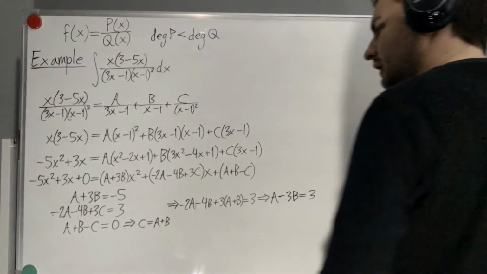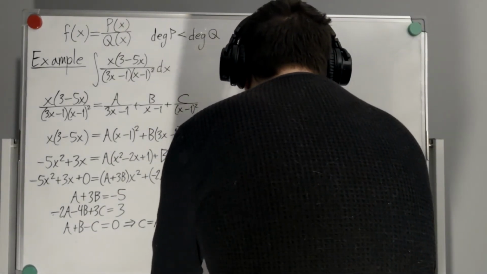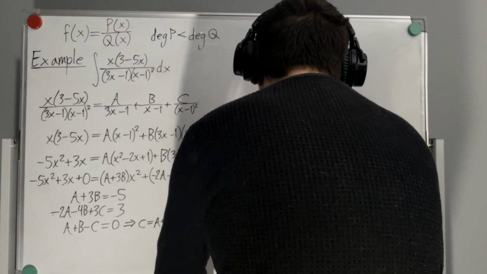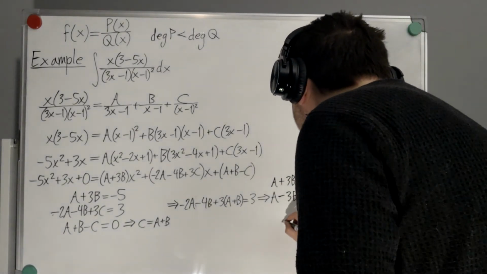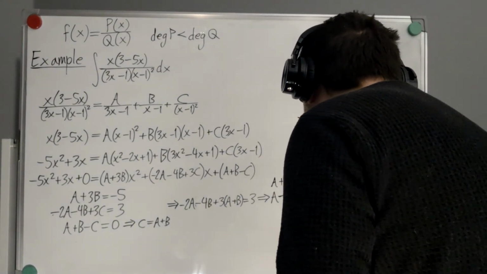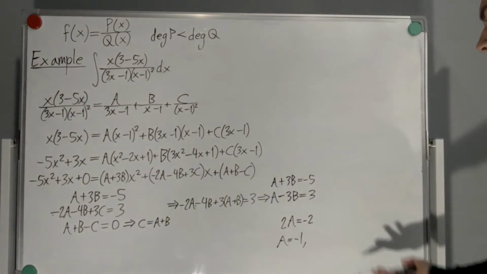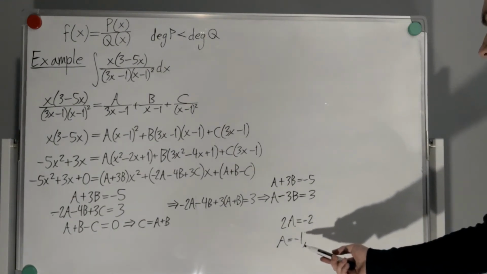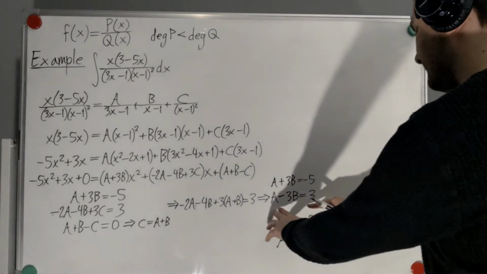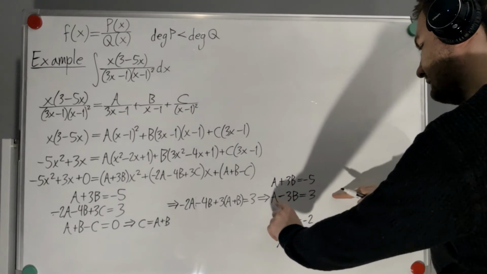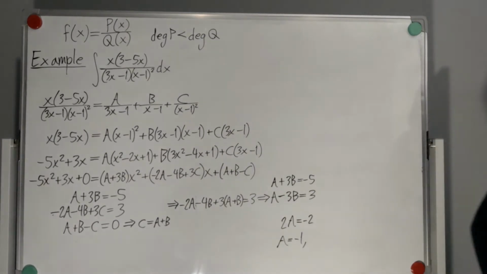And what do you know? We have a plus 3b equals negative 5. And then, of course, you can add these two together, and what you get then is 2a equals negative 2, which means a has to be negative 1. Now, if a is negative 1, then you can solve this equation for b. You're going to get 3b equals negative 4, so therefore b equals negative 4/3, is that right?